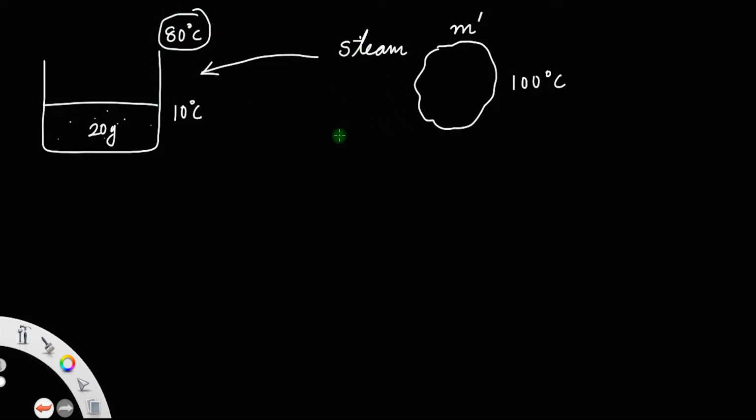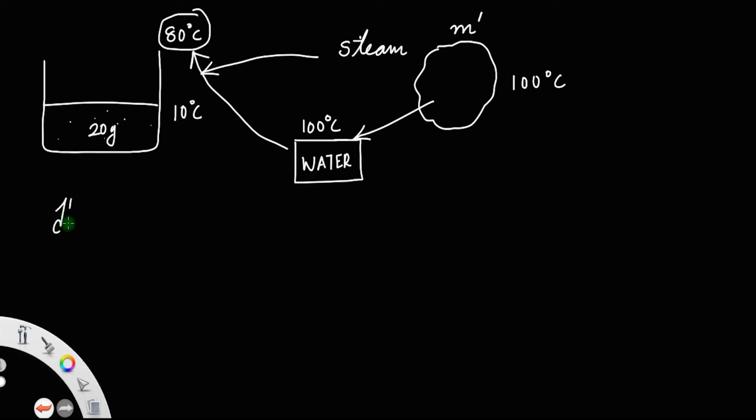For that to happen, the steam has to undergo two processes. First one, the steam has to convert itself to water at 100 degrees Celsius. Then it has to lower its temperature to 80. Clear? So the steam has to undergo two processes. Anyway, our equation is: the steam is that thing which is giving the heat and the water is that thing which is gaining the heat.